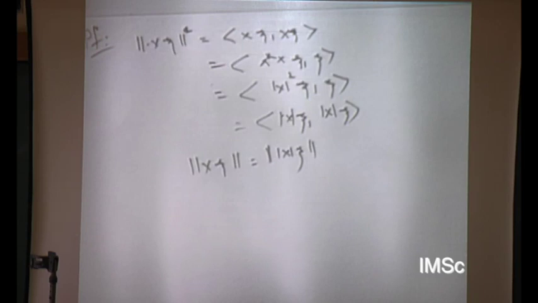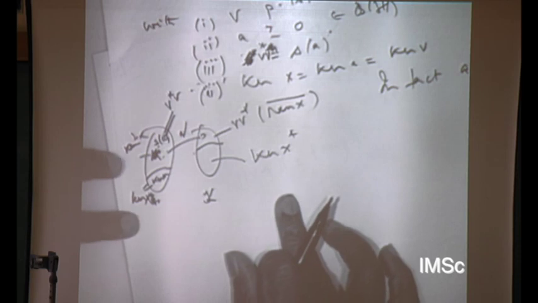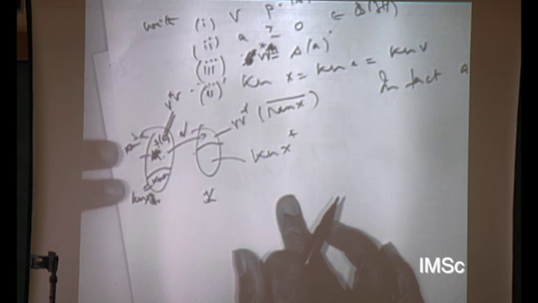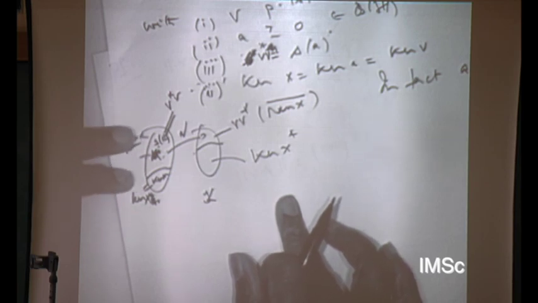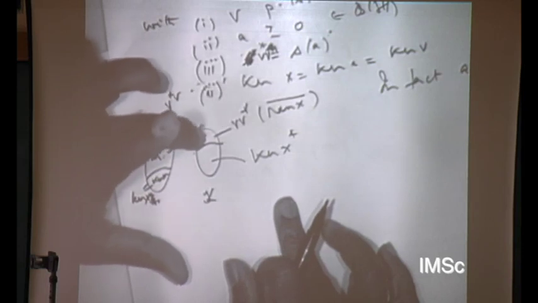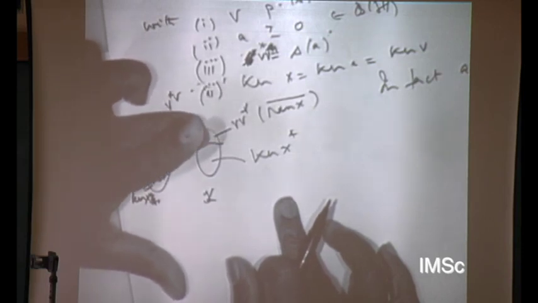So what have I said? I have said if I look at the picture of my two eggs, if I take, this is the range of mod x, right? If I take any xi and look at mod xi or xi, the xi will be sitting somewhere here. Mod xi and xi have the same norm.